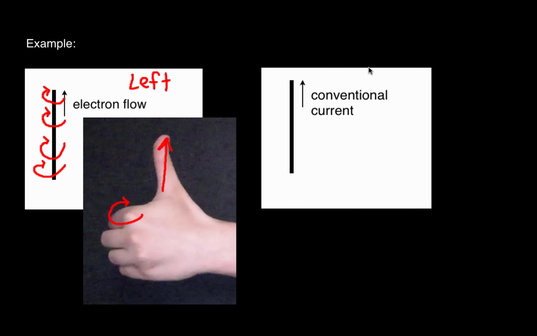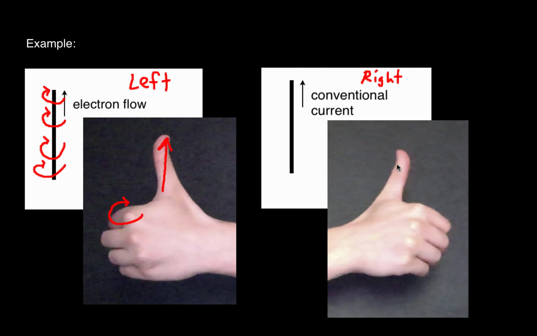If the current were conventional current instead of electron flow, we would use our right hand. Again, we would point our thumb in the direction of the current flow, and our fingers wrap around the wire in the direction of the magnetic field. And the magnetic field loops around the wire in the other direction if the current is conventional.